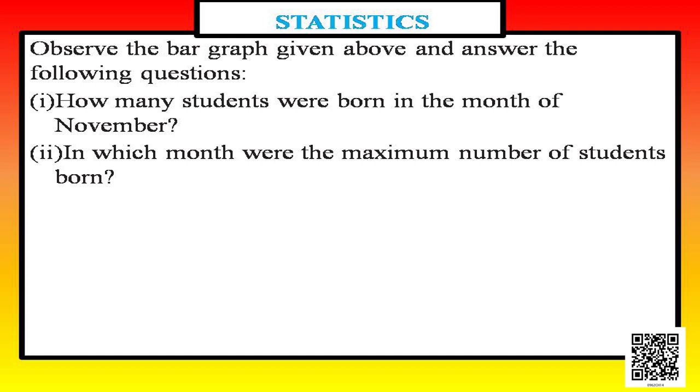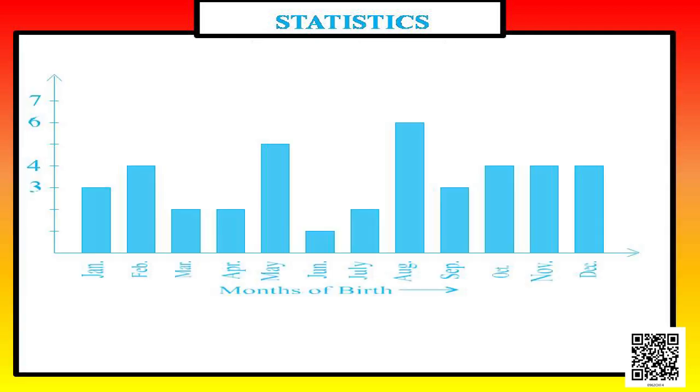Second question says, in which month were the maximum number of students born? So you can see the bar which is the tallest one is going to give you the answer for this. And it is the month August, which is giving number 6. So, we can come to the conclusion that in August, 6 students were born.